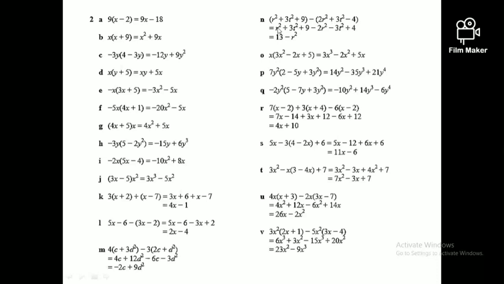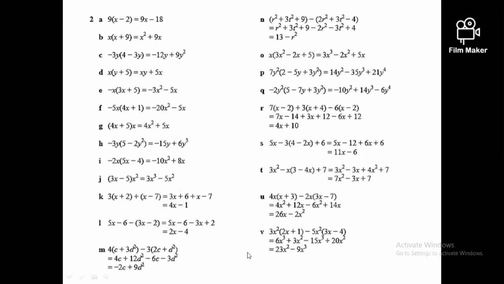Right. Then you can operate r squared with minus 2r squared. That answer is minus r squared. 3d squared minus 3d squared, both terms get cancelled. That is 0d squared, that gets cancelled. 9 plus 4 is 13, right? Like that, you can operate the entire thing in these brackets.